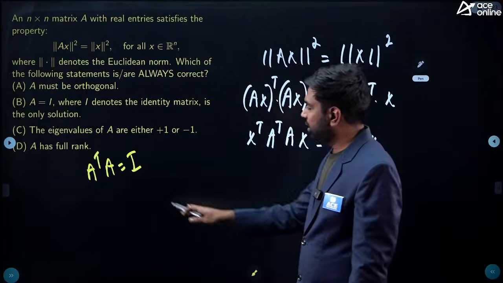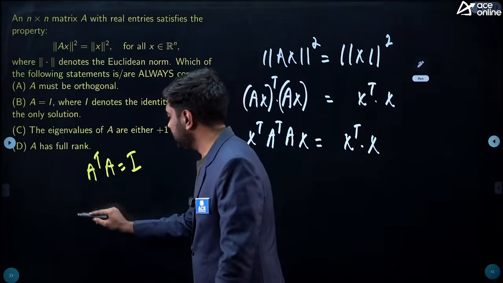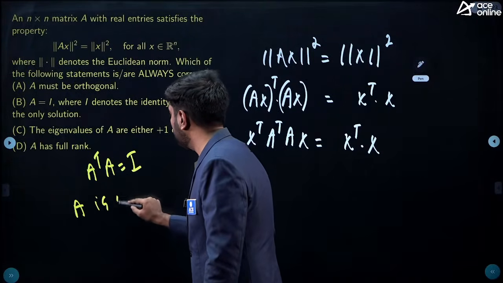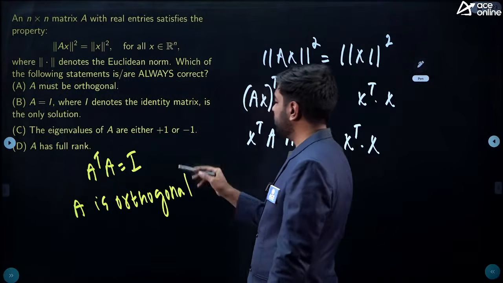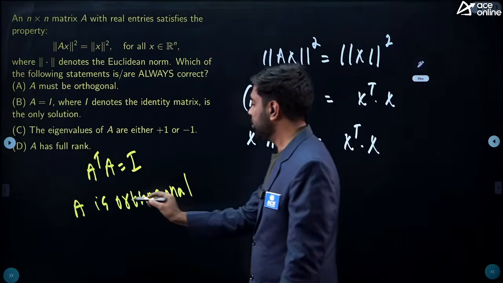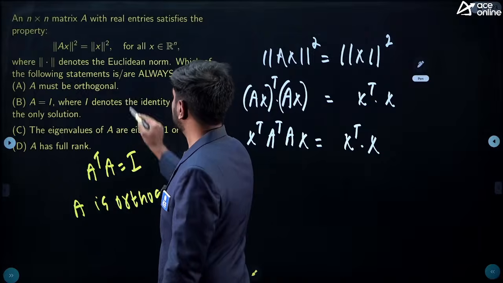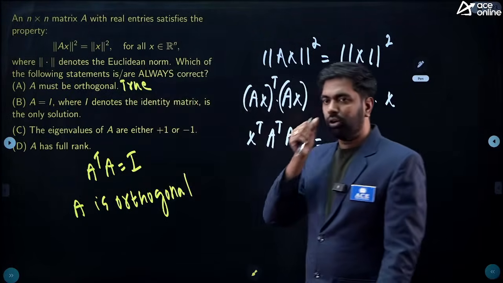So clearly the matrix A satisfies A transpose A equal to I. That means A is orthogonal. Any square matrix which satisfies A transpose A equal to I is called an orthogonal matrix. So A must be an orthogonal matrix. This is the true statement. Likewise, you have to read the other options as well.